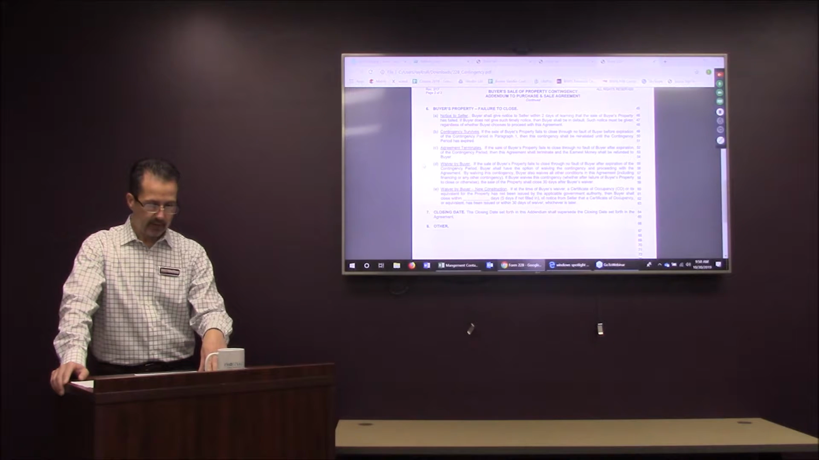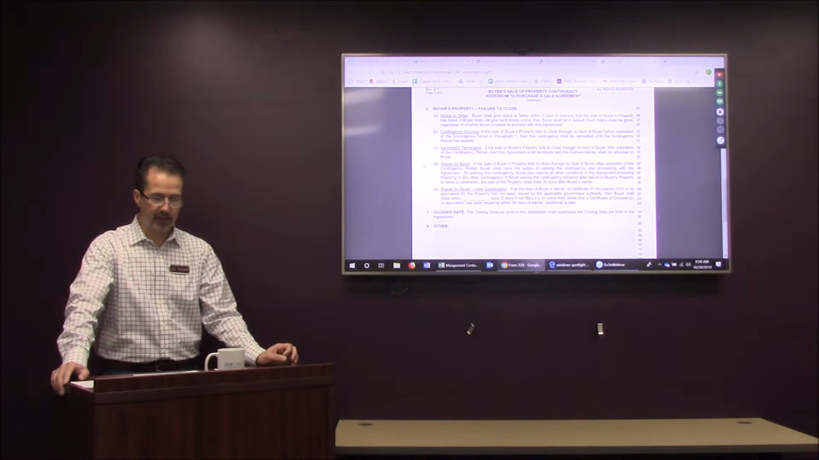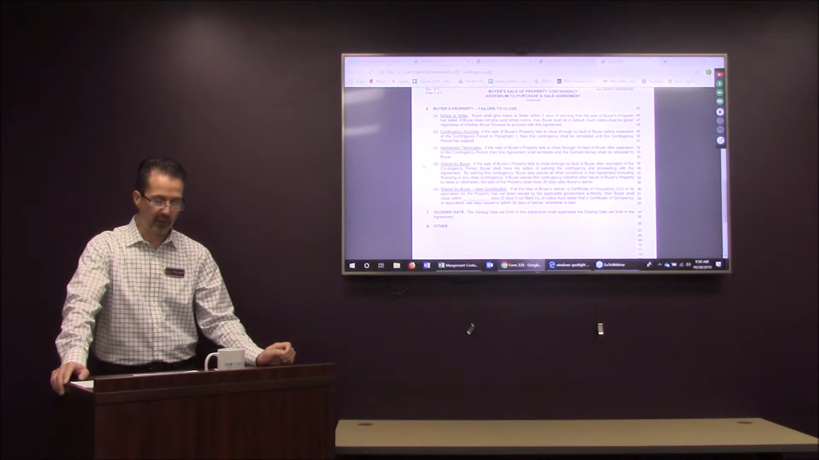Line 7, going back to Section E, waiver by buyer, new construction. If at the time of buyer's waiver, a certificate of occupancy or its equivalent for the property has not been issued by the applicable government authority, then buyer shall close within X amount of days, 5 if not filled in, of notice from seller that the certificate of occupancy or equivalent has been issued, or within 30 days of waiver, whichever is later.